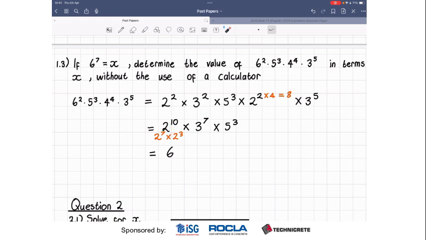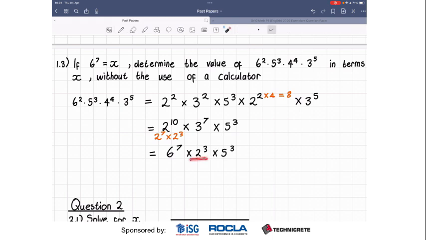So I've replaced 2 to the power of 10 by 2 to the power of 7 times 2 to the power of 3. And I can now multiply this 2 to the power of 7 with this 3 to the power of 7. And again, I've got the same exponents, so I can just multiply the bases and keep the exponents the same. So now I'm going to have 6 to the 7 from these two terms, and then I'm left with the 2 to the 3, and I have 5 to the 3.